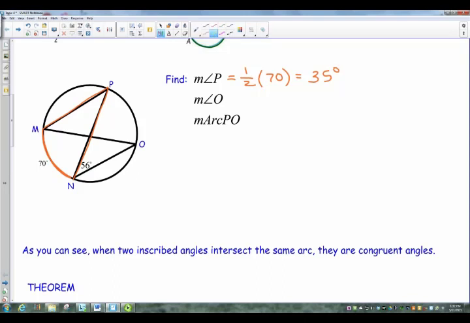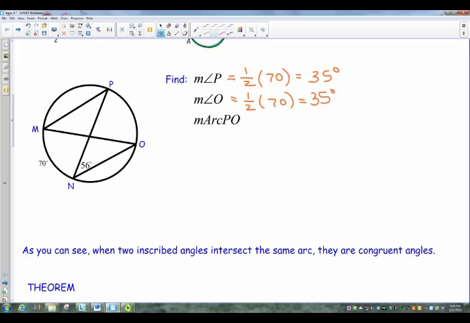Now the second one says angle O. Okay, so angle O is this angle right there. Well, it intersects that arc. So angle O is going to be 1/2 of, again, 70 degrees, which is 35 degrees. Now we're going to come back to that in a few minutes, because there's something interesting that happens. But that's how you're going to find those. So figure out which angle and which arc match up, and then the inscribed angle is half of that arc.